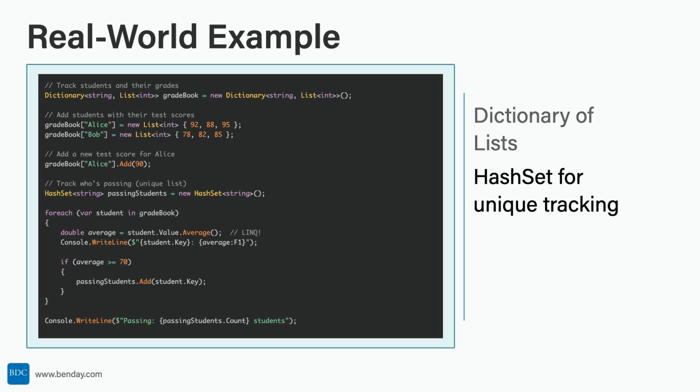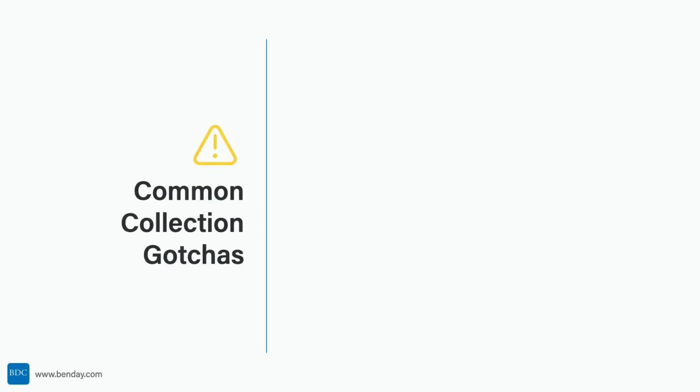The hash set ensures each student only appears once in our passing list, even if we accidentally try to add them twice. No duplicate checking needed. This is totally normal. You'll often have lists of lists, dictionaries of dictionaries, whatever makes sense for your data structure. And notice that average method. That's LINQ, which we'll cover in the next video. It makes working with collections even more powerful.